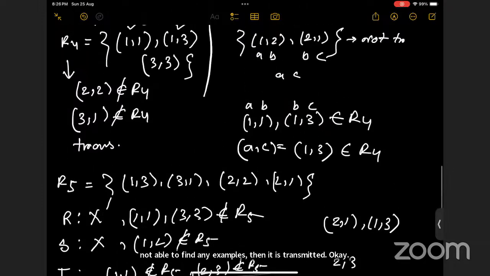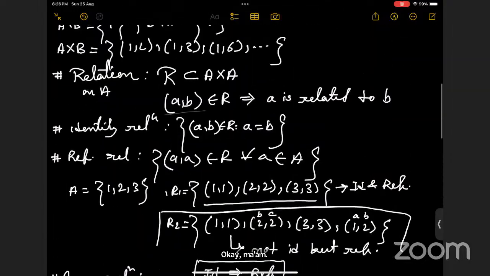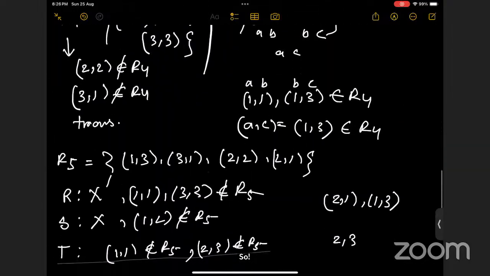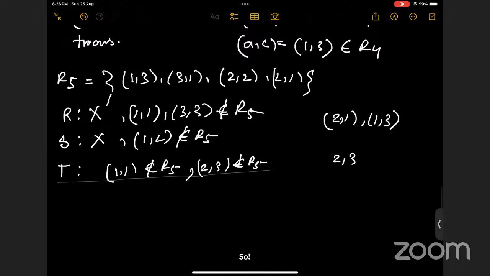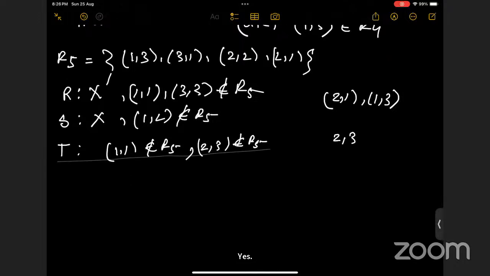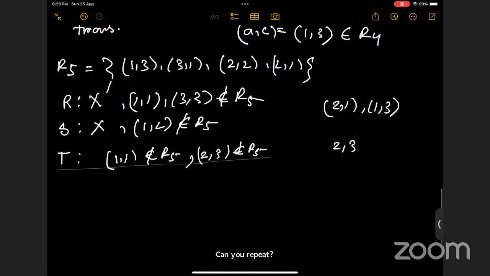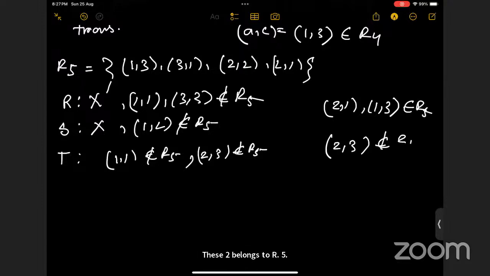Ma'am, this will be transitive, right? R5. No. We have an example, right? This 2 belongs to R5, but 2, 3 is not in R5. So our AB and BC are in R5, but AC is not in R5. Ma'am, but 2, 2 and 2, 1 are contradicting.